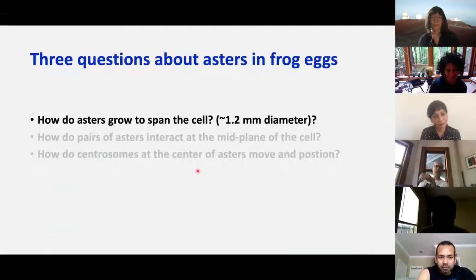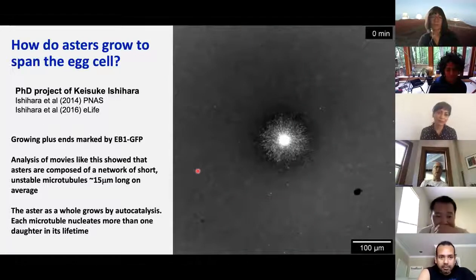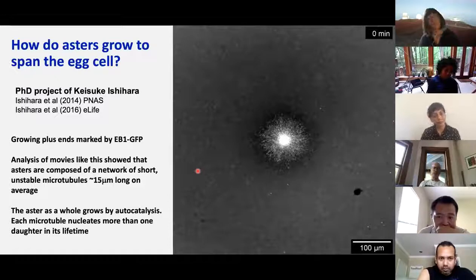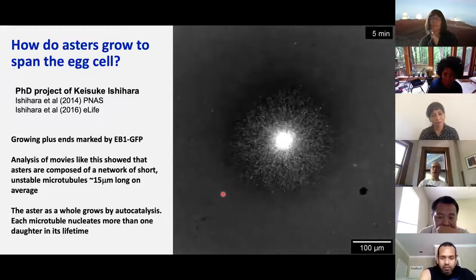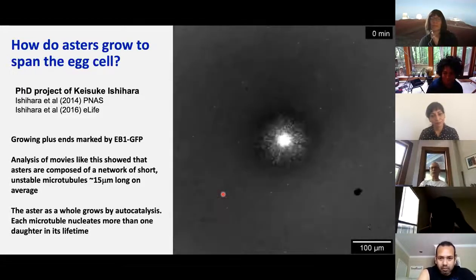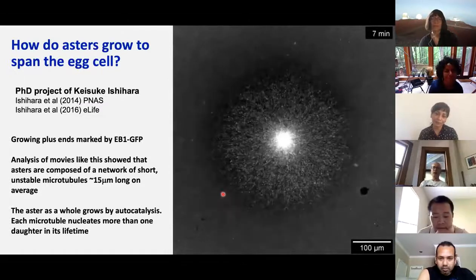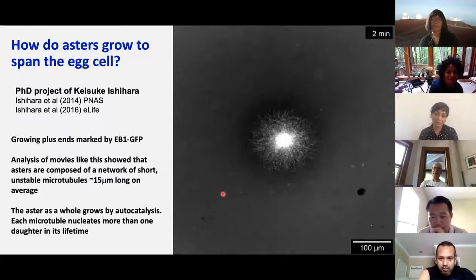So, just quickly touching on the question of how they grow so big, because this was very non-obvious. This was the PhD work of a wonderful student, Keisuke Ishihara, who's now working on tissue scale problems in Dresden and Vienna. But he addressed this mainly by analyzing movies of asters growing, particularly asters where, instead of looking at the whole microtubule, we're looking at just the growing plus ends marked by a famous probe called EB1-GFP. And if you look at this movie, you'll see there's sort of two separate processes here. The aster periphery is expanding, but the microtubules within it are growing somewhat faster, especially at the beginning of the movie.